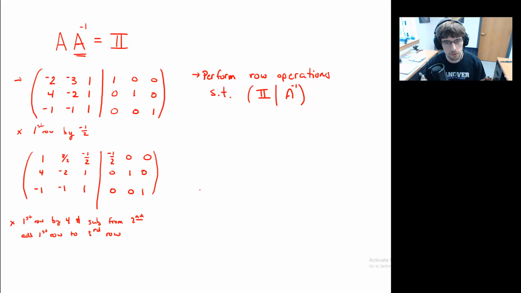So I'm not touching the first row, and excuse me, I'm going to scoot over to the right-hand side here, just because that felt a little cramped. And so what we have, well, the first row we're not touching now. So we have 3/2 and -1/2. We have -1/2, 0, and 0. Now what am I going to do? Multiply the first row by 4 and subtract it from the second row.